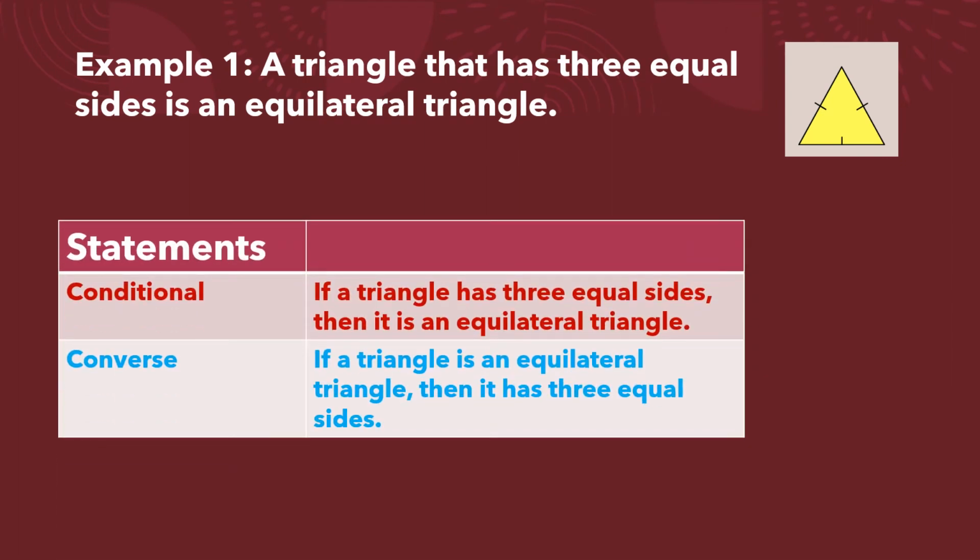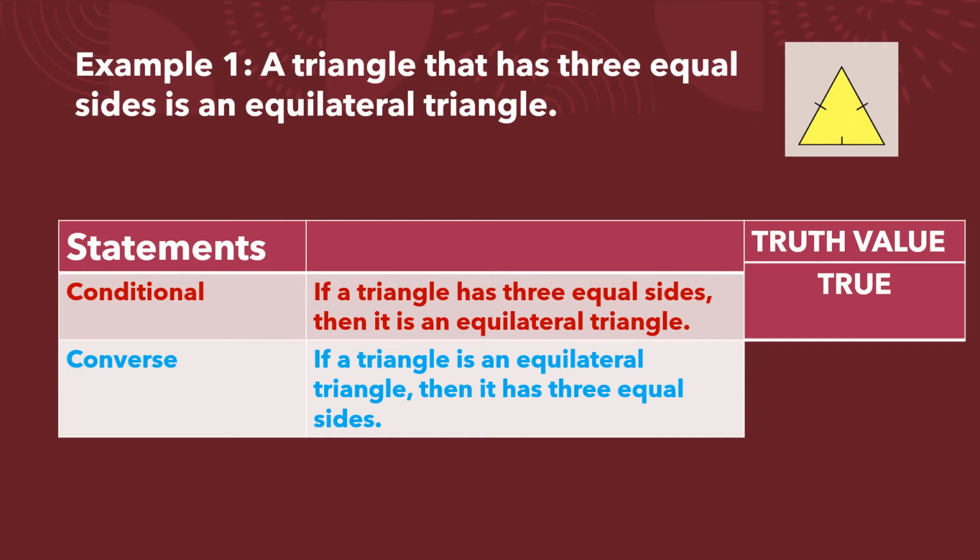Right, so out of our general statement, we have a conditional statement. If a triangle has three equal sides, then it is an equilateral triangle. And for our converse, if a triangle is an equilateral triangle, then it has three equal sides. Now let us look at their truth values so that we will know if we can make a biconditional statement or not. So let's look at their truth value. If a triangle has three equal sides, then it is an equilateral triangle. Is it true or false? Yes, it's true.